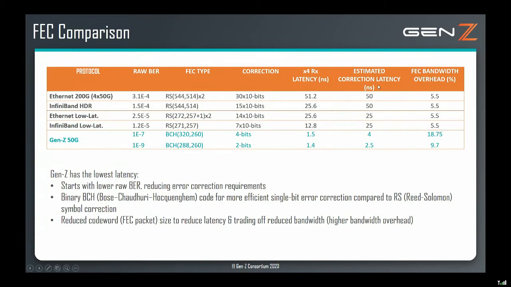And then you look at the final column and you say, ooh, the bandwidth overhead, we do take a hit there, but we wanted to optimize for latency for Gen-Z. The other FECs in the industry are all 5.5% overhead, where lower number is better, and Gen-Z is 18.75 and 9.7. Next slide.